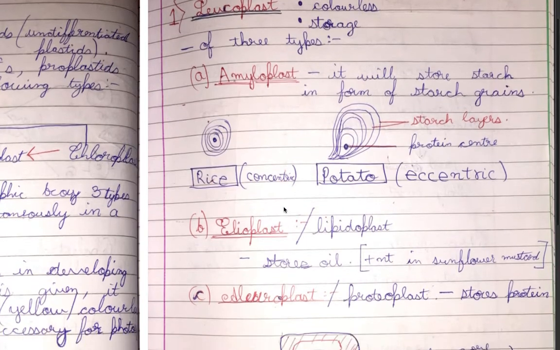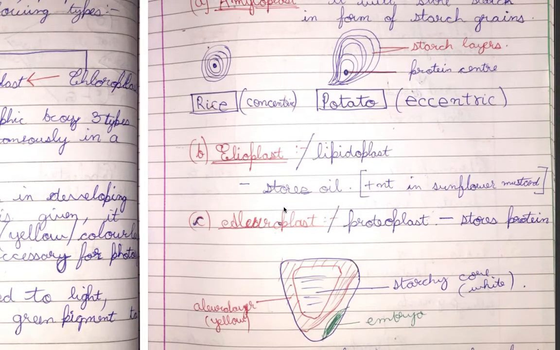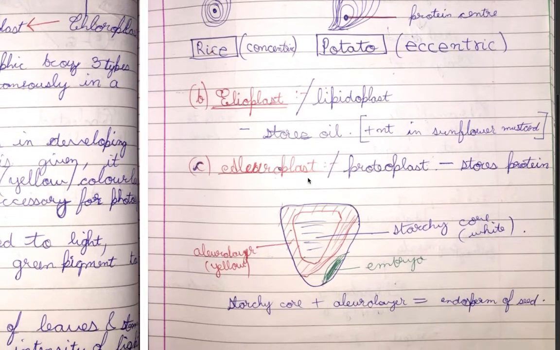Now elaioplast is also known as lipidoplast. It stores oil and is present in sunflower, mustard, cashew, etc. Aleuroplast is proteoplast, it stores protein.